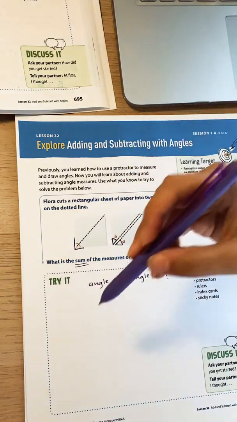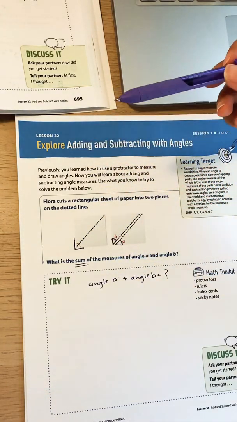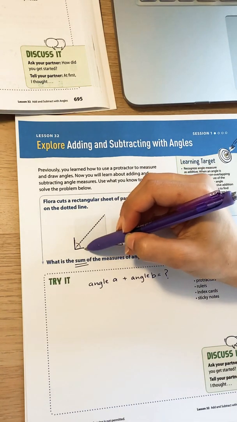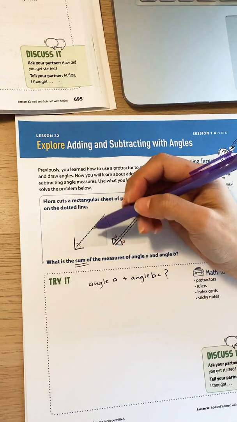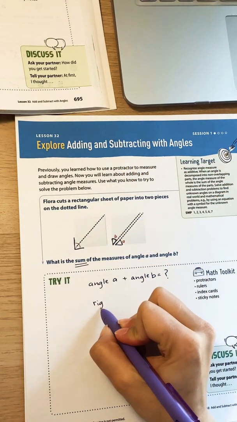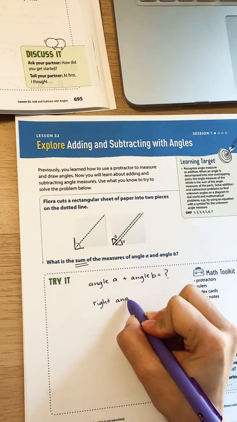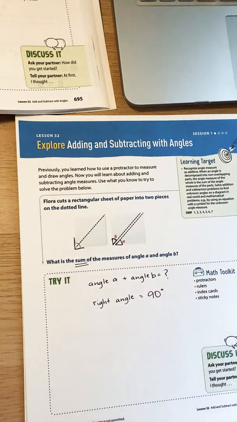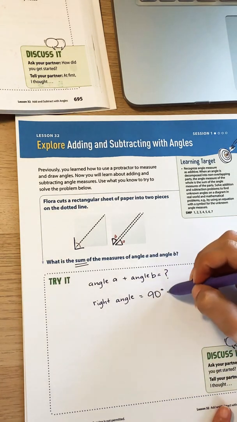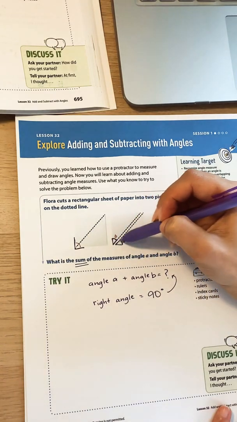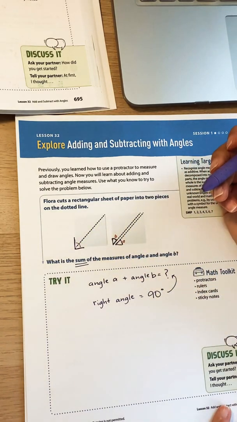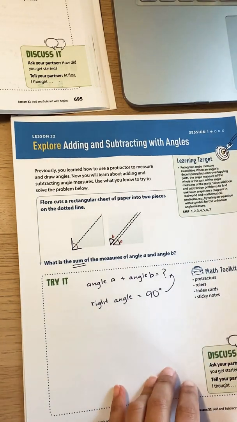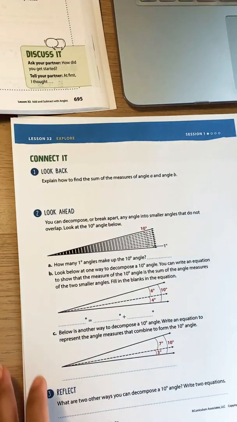So if you remember back from lesson 30 and 31, when we were learning about angles and measuring them, a perfect square corner is called a right angle. And a right angle is how many degrees? Exactly, always 90 degrees. Okay, so those two together, A plus B, would be 90 degrees. And that's it for that whole problem. That's all you need. Okay, so I'm gonna turn the page.